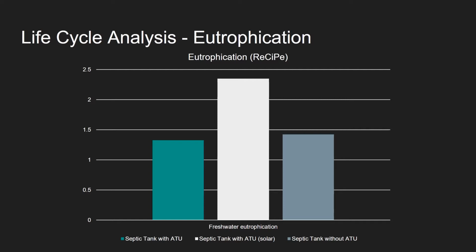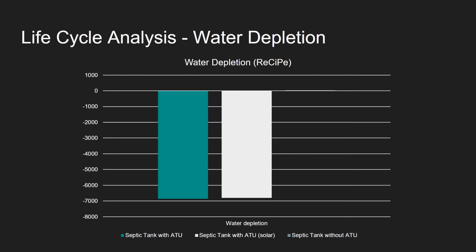However, we found that the use of solar power adds to the eutrophication potential, making it the worst option for this category. In terms of water depletion, we found both aerobic systems have no potential for water depletion due to the avoided freshwater input. In fact, they have a negative water depletion score. On the other hand, the traditional system has a small potential for water depletion due to its material and construction inputs.